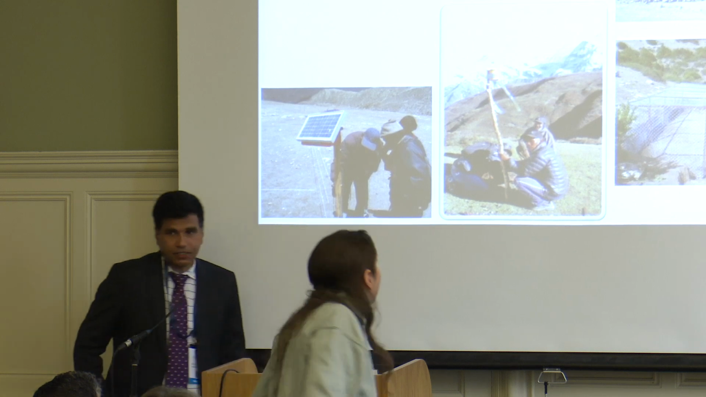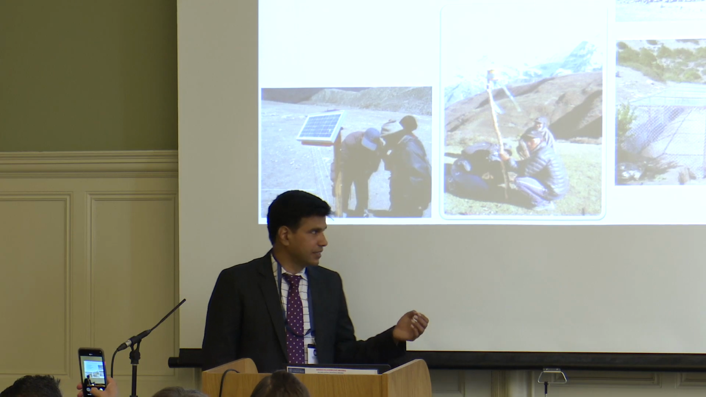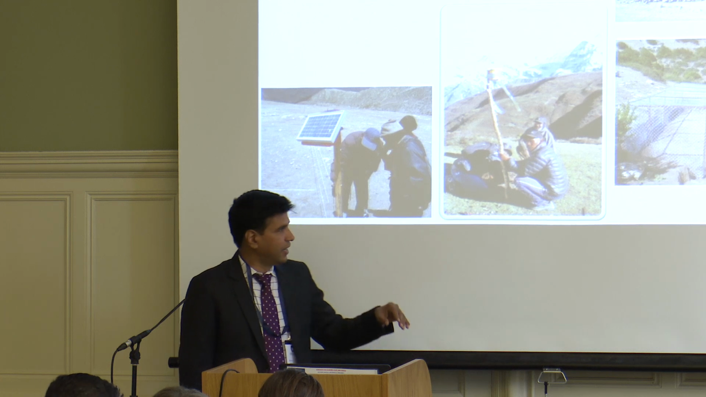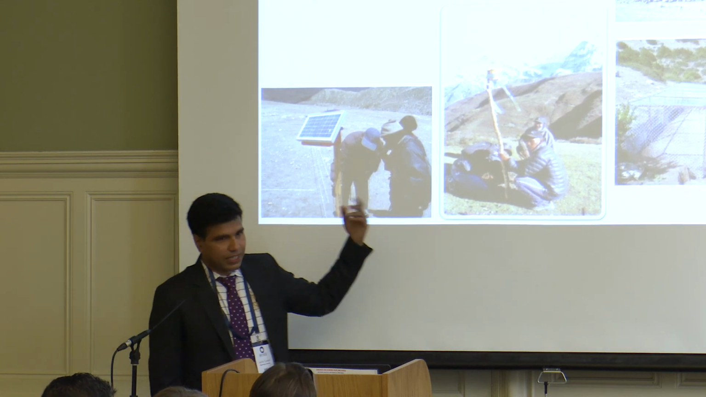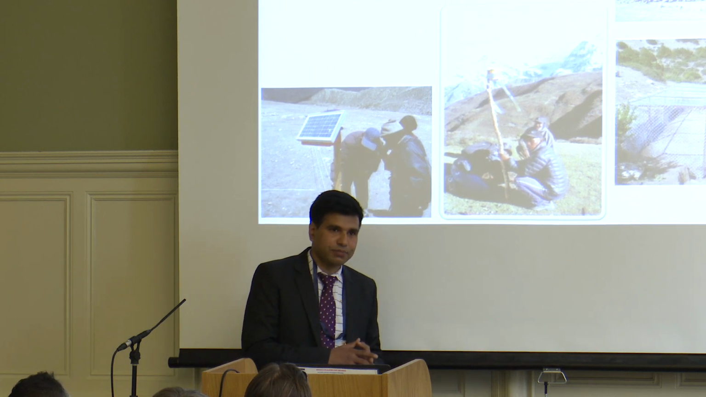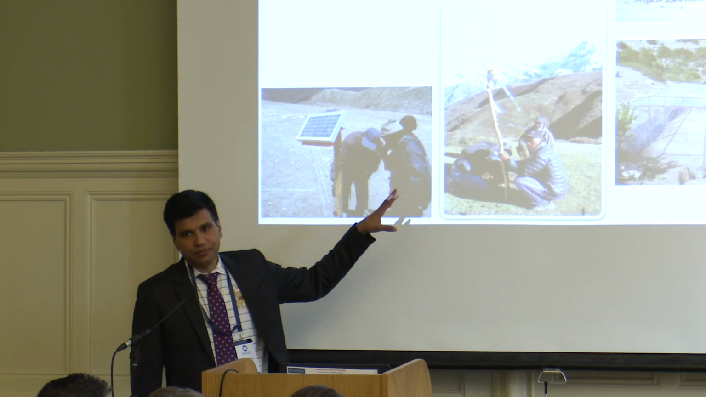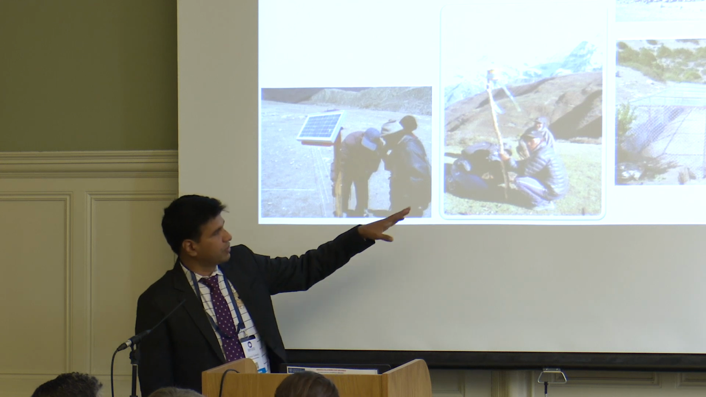To mitigate this kind of conflict, we have been working with the local community. First, we started with the installation of solar lights. It worked for some time, for a year. Later on, the snow leopards became used to it, and they started coming into the corral again. Then we moved to fox lights, and that also worked for some time. Right now, the community is also complaining that this is not an effective way to mitigate human-wildlife conflict or to keep the snow leopard away from the corral.